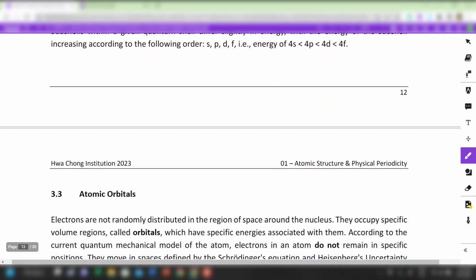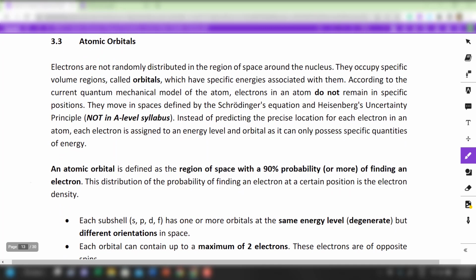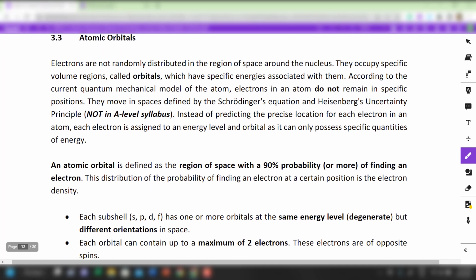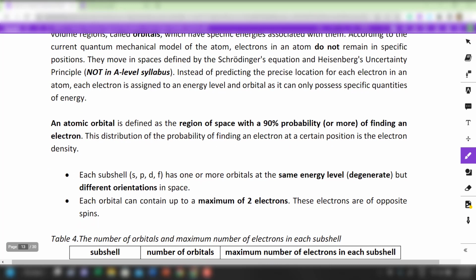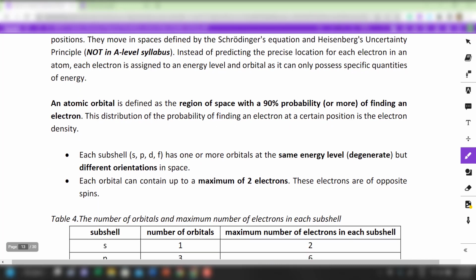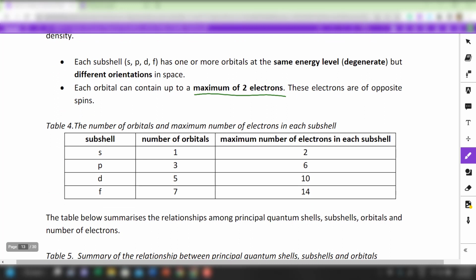You will also learn later on that each subshell has a different number of atomic orbitals. Each orbital can be occupied by a total of 2 electrons. You need to remember this: each orbital only 2 electrons. For each subshell, there can be more than 1 orbital. I'll give an example over at table 4. For the S subshell, there's only 1 type of orbital, so the maximum number of electrons is 2. But for P subshells, there are 3 orbitals in total. So 3 times 2, the total number of electrons will be 6.